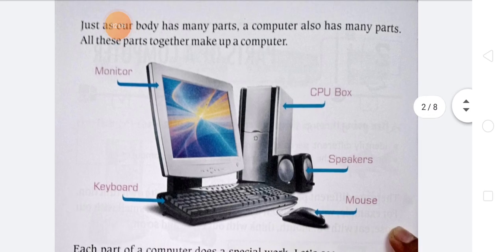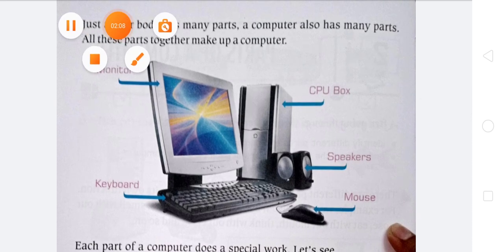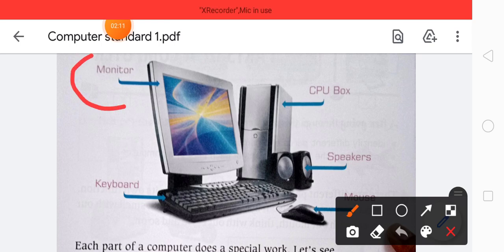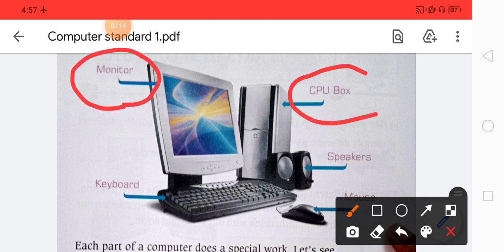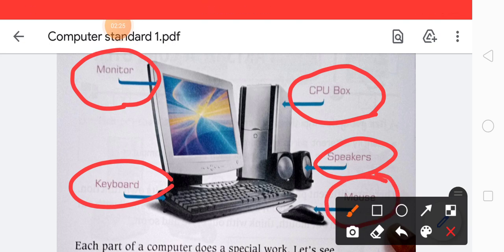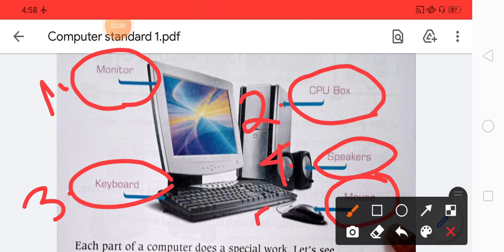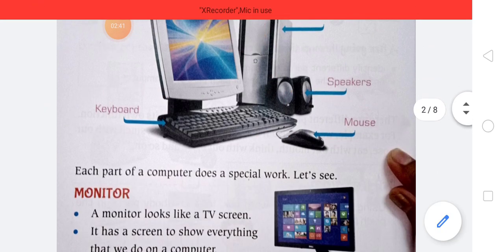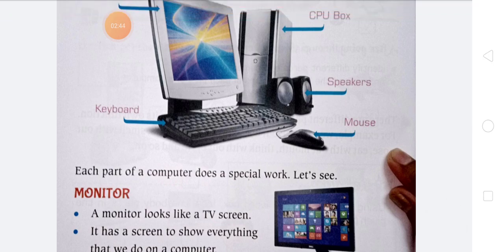You can see a picture of a computer here. In the picture you can recognize that this one is a monitor, this one is a CPU box, this one is a speaker, this one is a keyboard, and that one is a mouse. Okay students, so a computer has different parts: first is the monitor, second is the CPU box, third is the keyboard, fourth is the speaker, and fifth is the mouse. Each part of a computer does a special work.